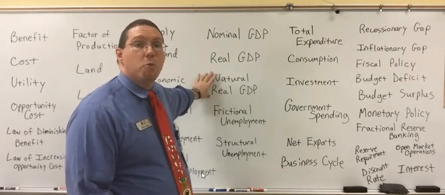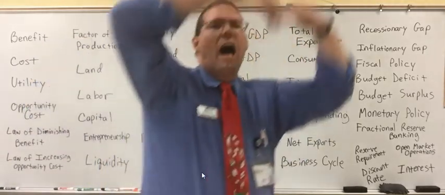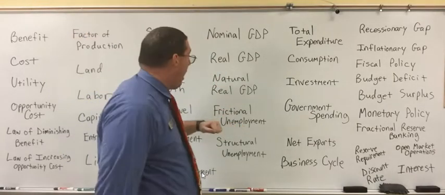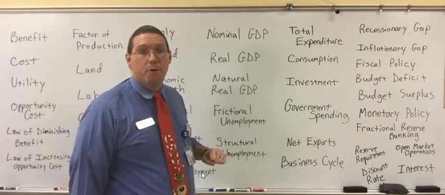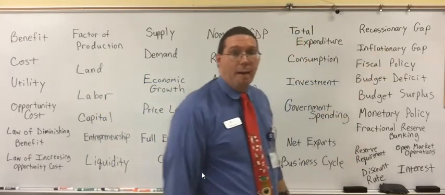Well, in some years we produce more than we should. We have a really good year, really high production. Real GDP is really, really high, but it's too high. It's higher than what we should be producing. When that happens, we are in an inflationary gap.